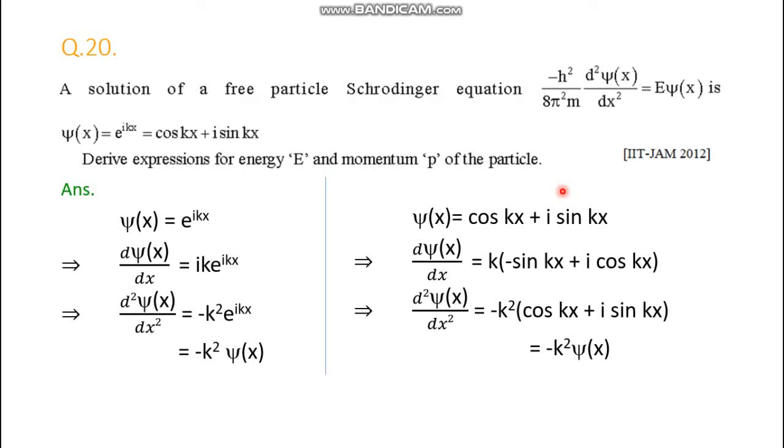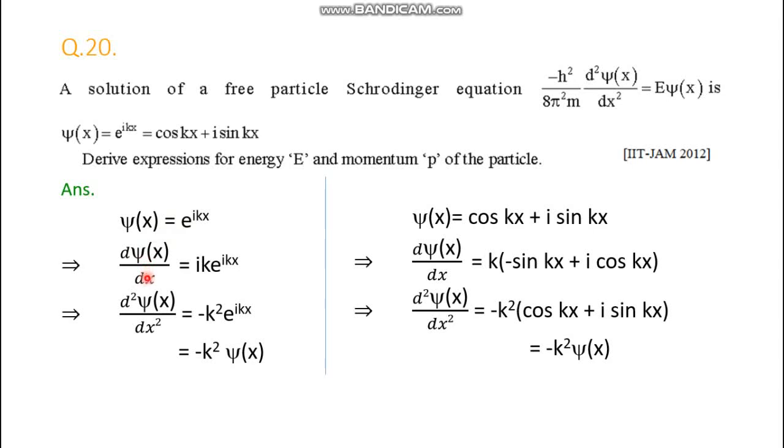A solution of a free particle Schrödinger equation is this, and its solution is psi x equals e to the power i kx, which is again equal to cos kx plus i sin kx. So we have to derive the expression for energy E and momentum p of the particle. So here is the expression of psi x: psi as a function of x, which is exponential i kx. i is the complex number.